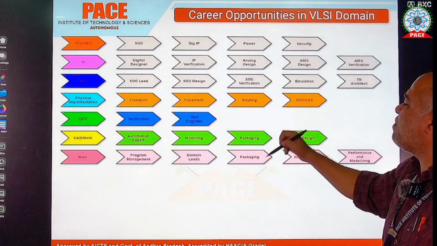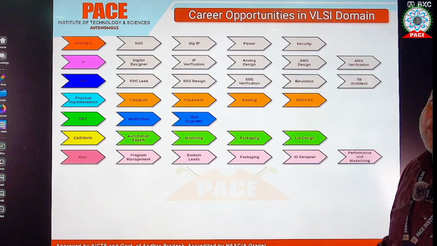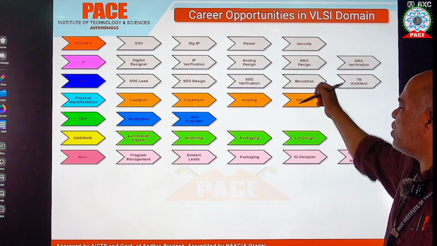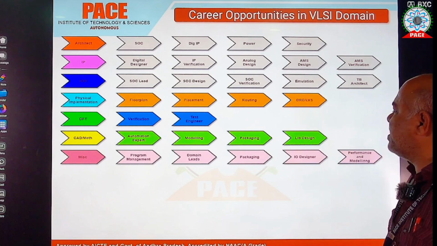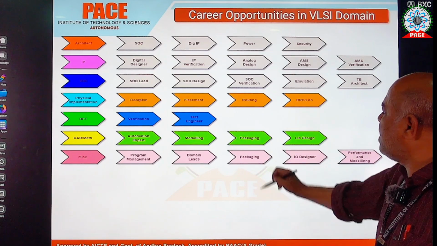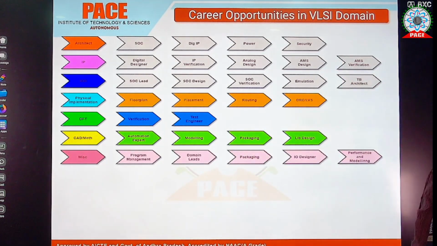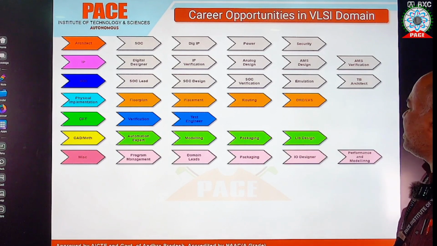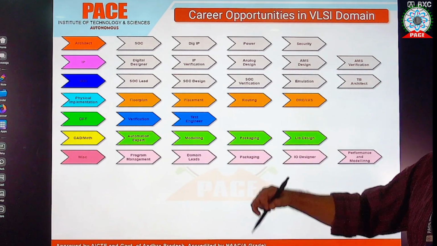Integrating more number of ICs, or more number of chips, into a package. After that, you can go into program management, you can do the designing of the ICs, and you can manage the program. This is also a domain lead. So which domain will be better: analog, digital, or the AMS domain?